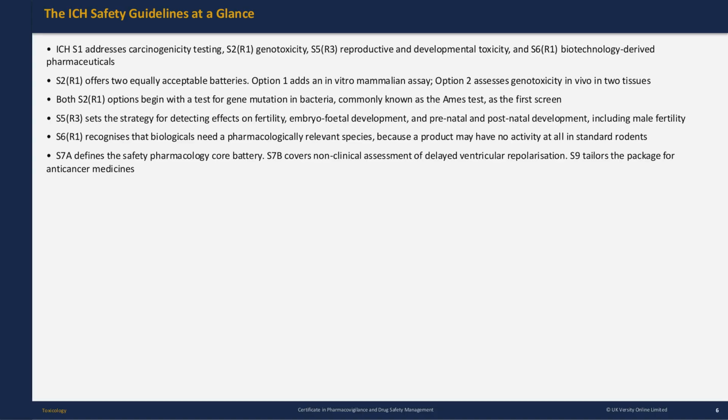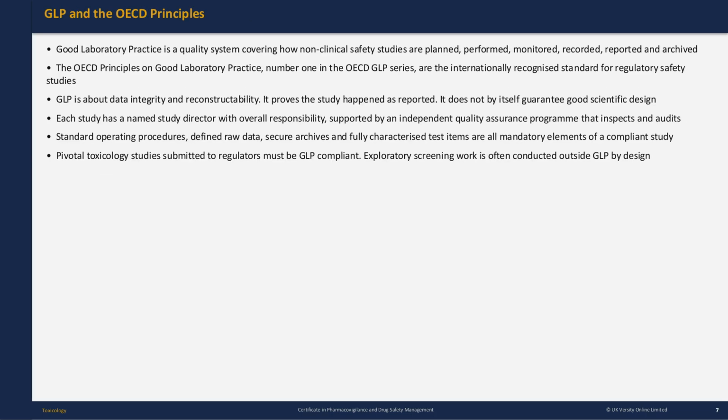Option 2 assesses genotoxicity in vivo in 2 tissues. Both S2R1 options begin with a test for gene mutation in bacteria, commonly known as the Ames test, as the first screen. S5R3 sets the strategy for detecting effects on fertility, embryo-fetal development, and prenatal and postnatal development, including male fertility. GLP and the OECD principles.